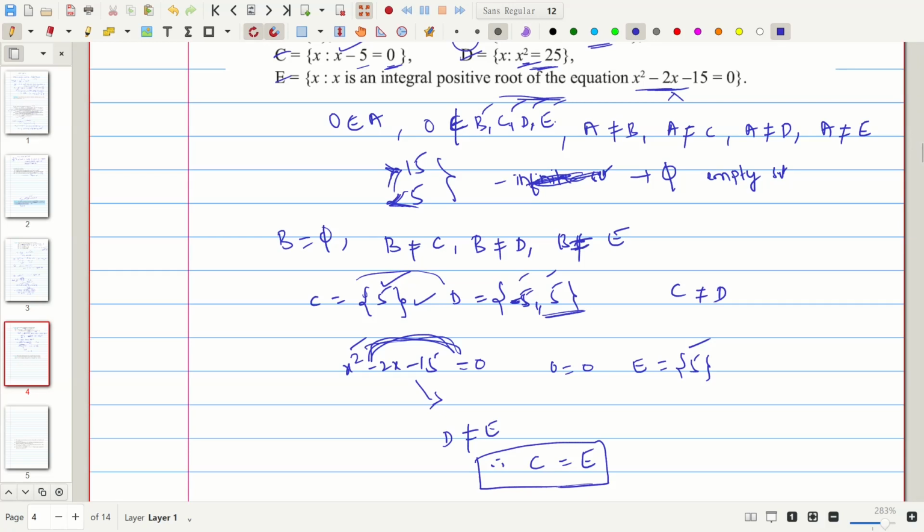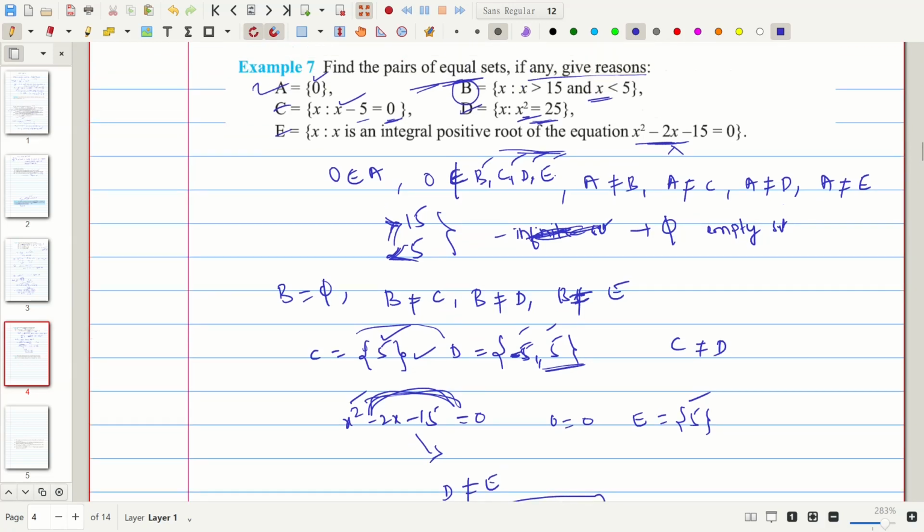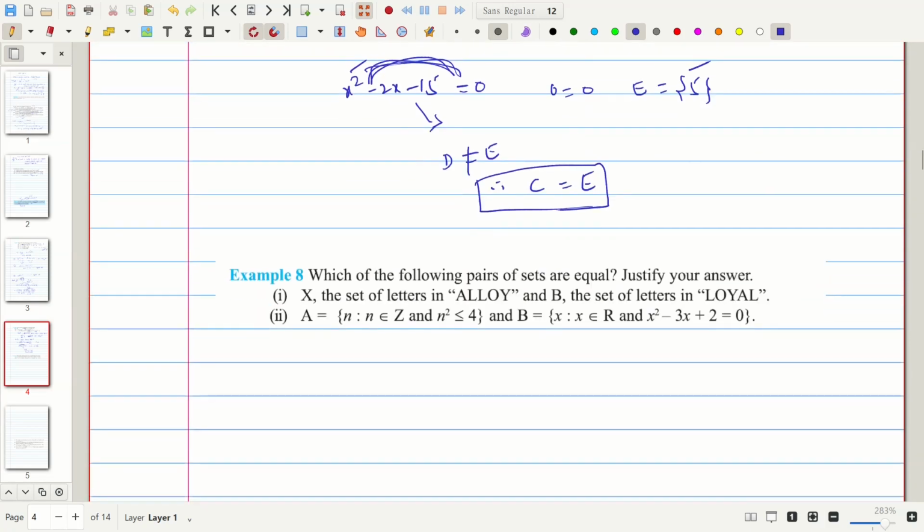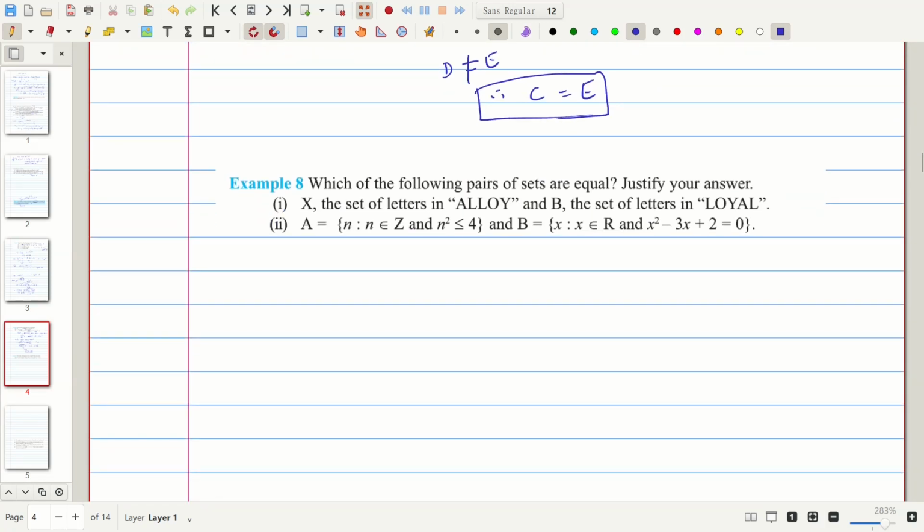This type of problem is asked many times in your examinations. Try to practice this type of problems. Next we will see the example here. Are the following sets equal? Justify your answer.